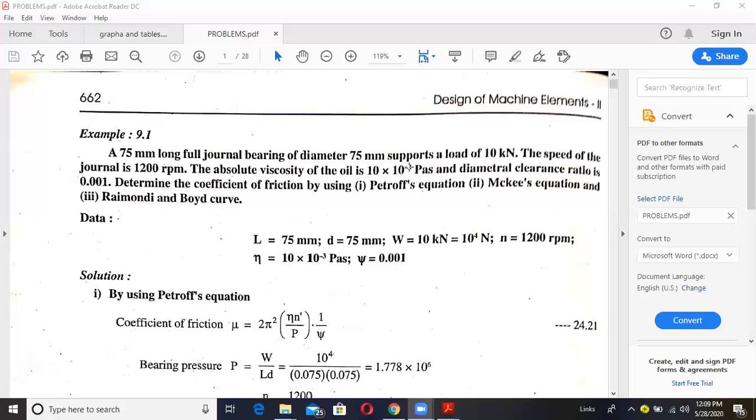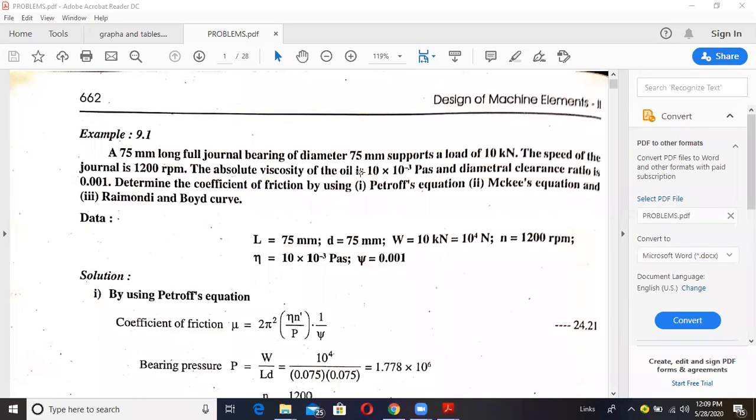So today's session will discuss the problems. The first problem is a 75 mm long full journal bearing of diameter 75 mm that supports a load of 10 kilonewton. The speed of the journal is 1200 rpm.